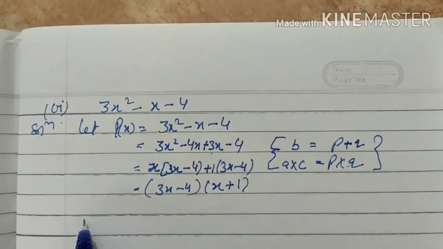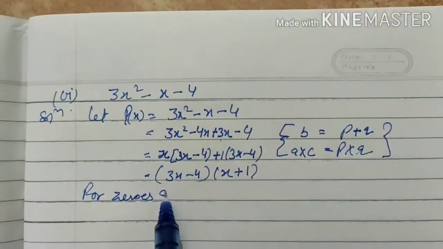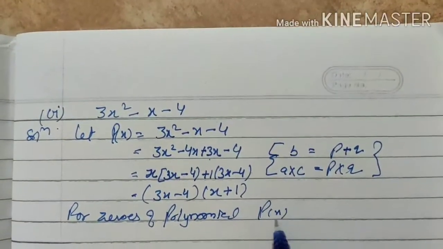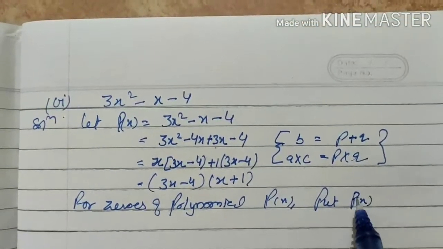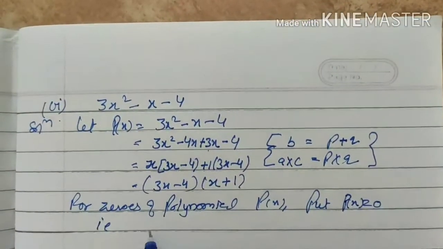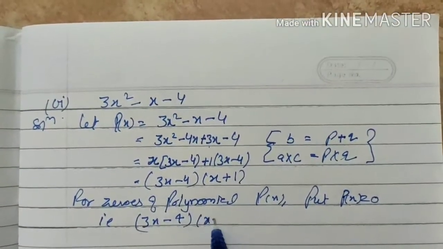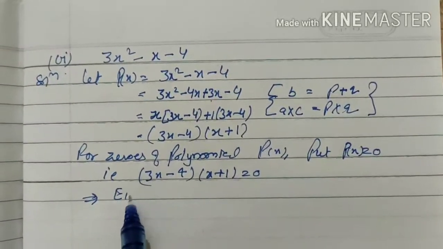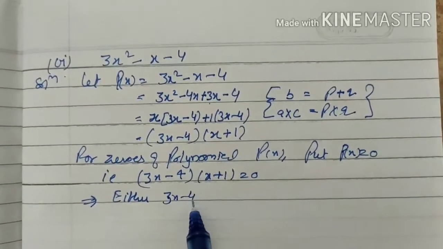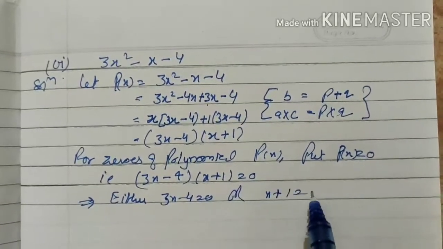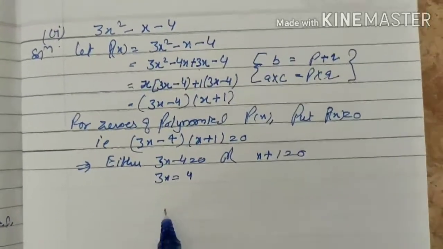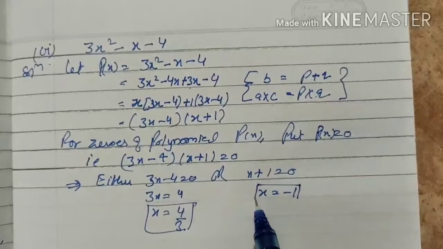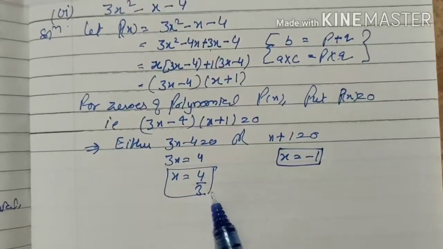Now for the zeros of polynomial p(x), put p(x) equals to 0. So that is 3x minus 4 into x plus 1 equals to 0. This implies either 3x minus 4 equals to 0 or x plus 1 equals to 0. So 3x equals to 4 and x will be 4 by 3, and here x equals to minus 1. We have two zeros as 4 by 3 and minus 1.